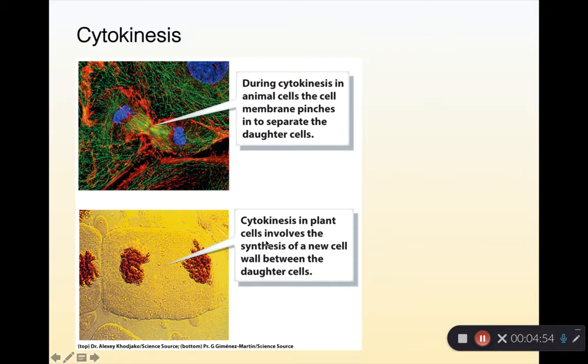And then lastly, we have cytokinesis. This is what we talked about previously, where in animal cells, the cell membrane pinches into two separate daughter cells, and in plant cells, a new cell wall starts to be built between the two daughter cells. So a little bit different mechanism between plant and animal cells.